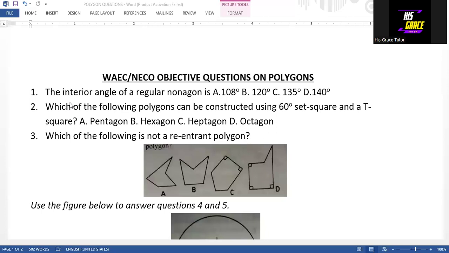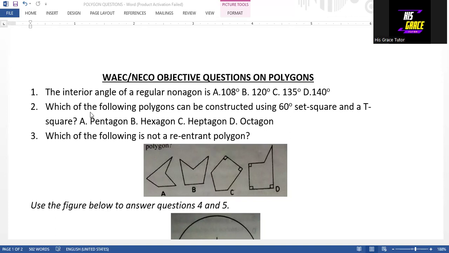Now, question 1 says that the interior angle of a regular nonagon is 140 degrees. The nonagon has 9 sides, and if we are to get the exterior angle, we divide 360 by 9, and that will give us 40 degrees. Then we subtract 40 degrees from 180, and that gives us 140. So the interior angle of a regular nonagon is 140 degrees.